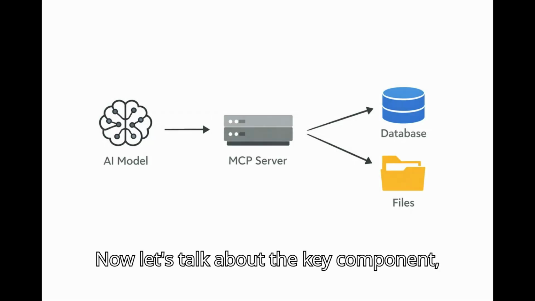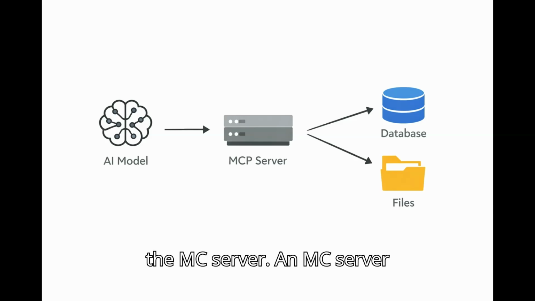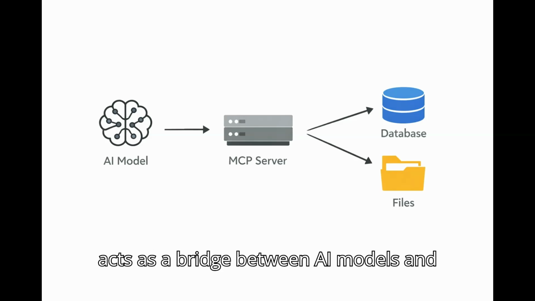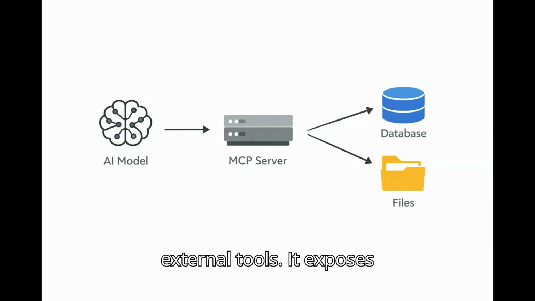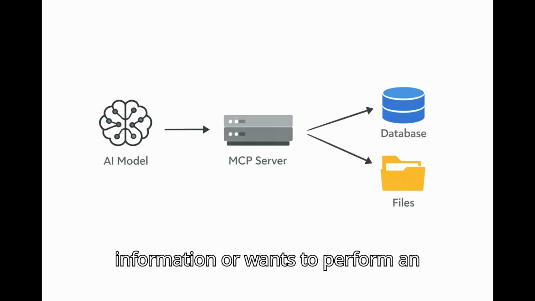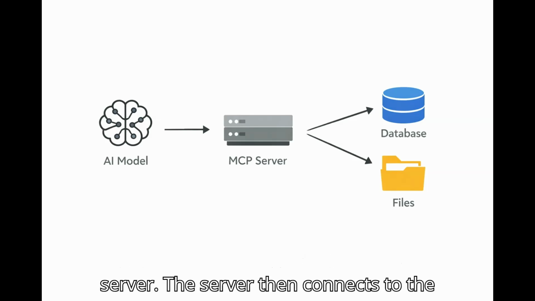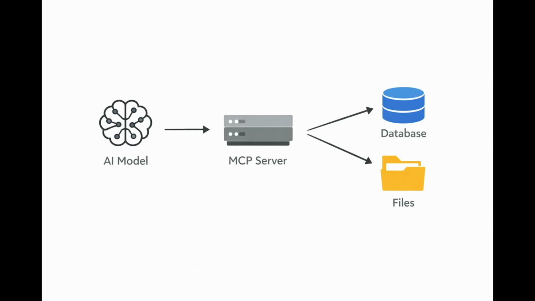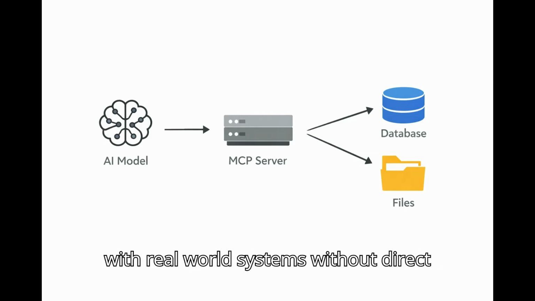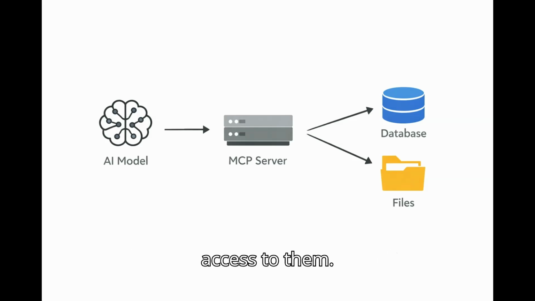Now let's talk about the key component, the MCP server. An MCP server acts as a bridge between AI models and external tools. It exposes capabilities like file access, databases, APIs, developer tools, knowledge bases. When an AI model needs information or wants to perform an action, it sends a request to the MCP server. The server then connects to the relevant system and returns the result. This means AI models can safely interact with real-world systems without direct access to them.